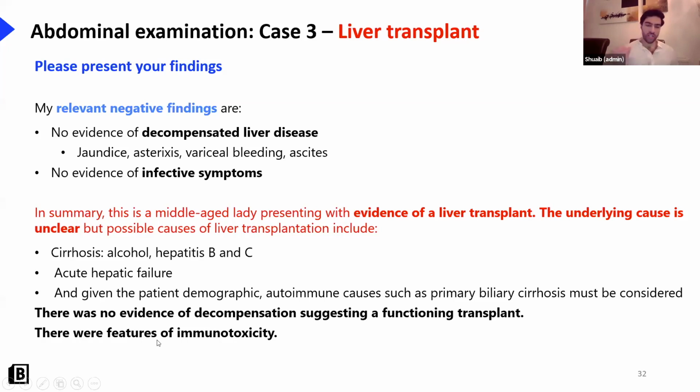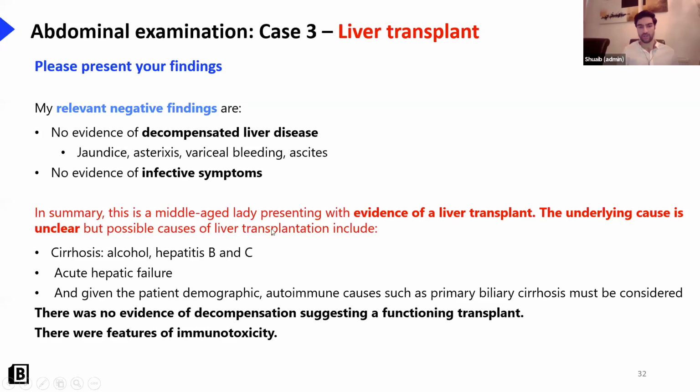In any transplant OSCE, this is the high yield point. It doesn't matter whether it's the liver, it doesn't matter whether it's the kidney or something else. You always say what the transplant is. So the site of the transplant, in this case, is the liver. You comment on the underlying cause if you can. You mention whether the transplant is working or not working. And you should mention if there's any evidence of immunotoxicity. So those are the 4 things you must mention in your presentation.